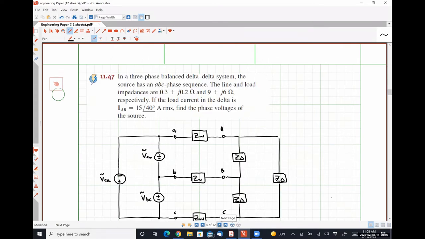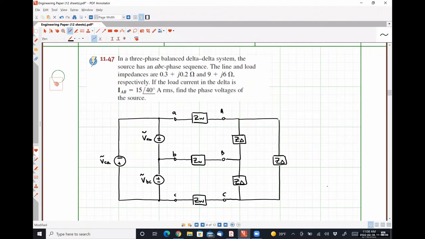All right, let's move along to a different problem. In this one, we have a three-phase balanced delta-delta system where our source has a positive phase sequence. The line and load impedances are 0.3 plus j0.2 ohms and 9 plus j6 ohms respectively. If the load current in the delta is IAB equal to 15 angle 40 degrees amps RMS, we want to find the phase voltages of the source.